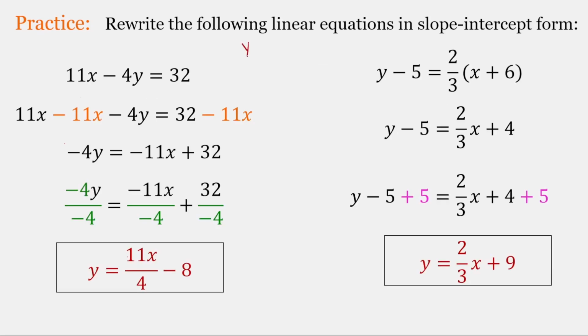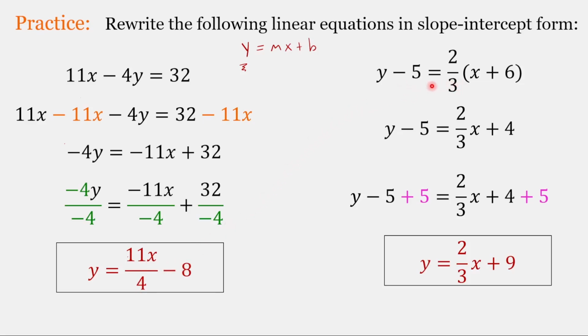So our goal here is to write these in slope-intercept form. So this is y equal to mx plus b. So we're going to get that y variable by itself on one side with a coefficient of 1. So for this first problem, the first step was to subtract 11x from both sides, removing it from the left side. We end up with negative 4y equal to negative 11x plus 32. And now to get rid of that coefficient of negative 4, we're going to divide both sides by negative 4, ending up with y equal to 11x over 4, or 11/4 x, minus 8.